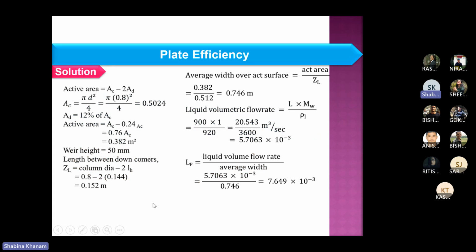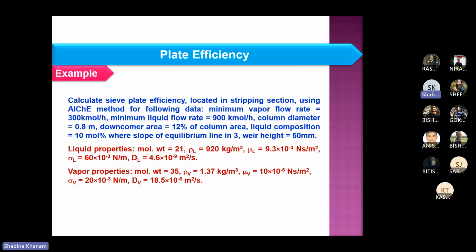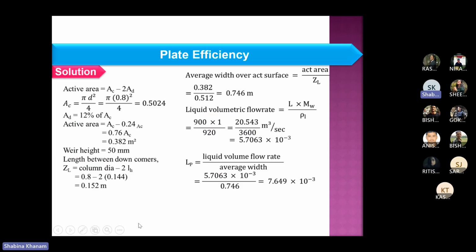First of all, we need to find Ng, and for Ng, we need to consider the weir height. Weir height is 50 mm, it is already given. We need to find Fv, and for Fv, we need to find UA. And to find UA, we have to consider the active area. So first of all, we will find the active area, that is column area minus twice the downcomer area, because a downcomer is on both sides. So this column area we can find, column diameter is already given, so we can find the column area as 0.5024.